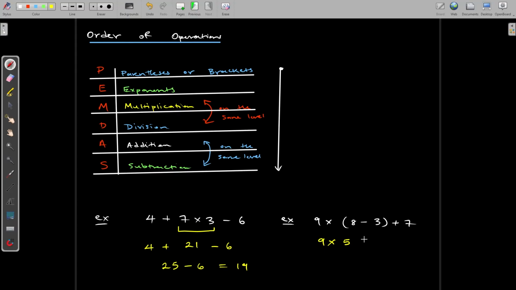So plus 7. And then what do we do next? Do we add these first then multiply? No, sir, multiply first, then add. Because in the order of operations, multiplication comes before addition. So 9 times 5, 45, plus 7, and that's 52. Is that clear?